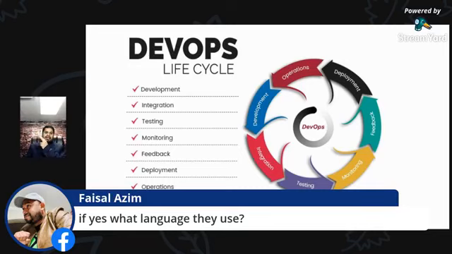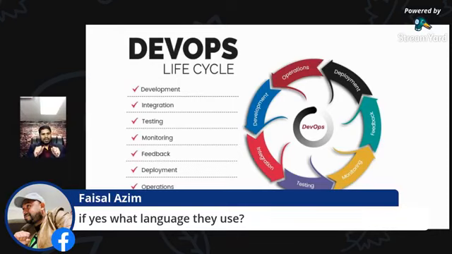From the monitoring, the operation team can receive feedback from the end customer. From the monitoring, operation can know how the application is behaving. So they get the feedback. And deployment. Deployment is the most important thing a DevOps engineer does.